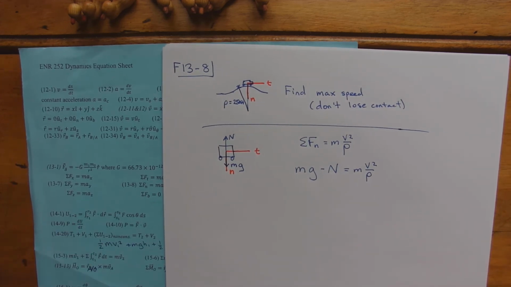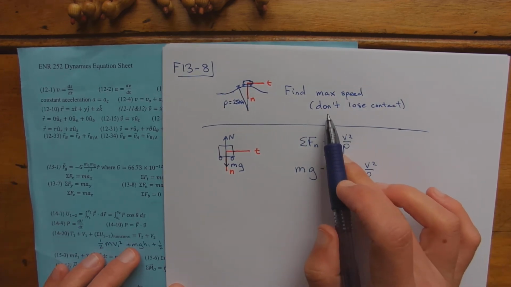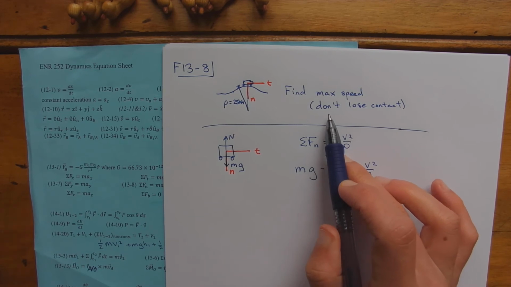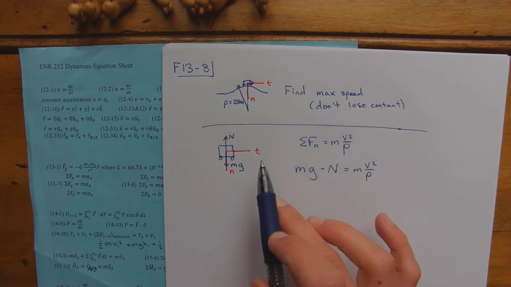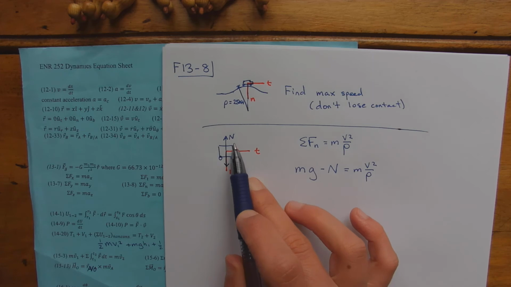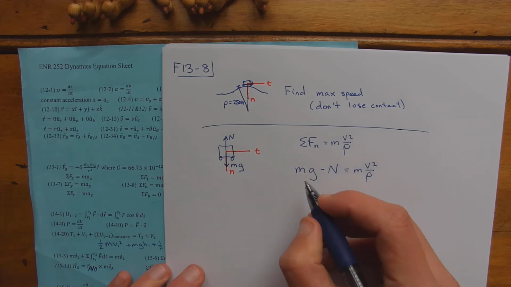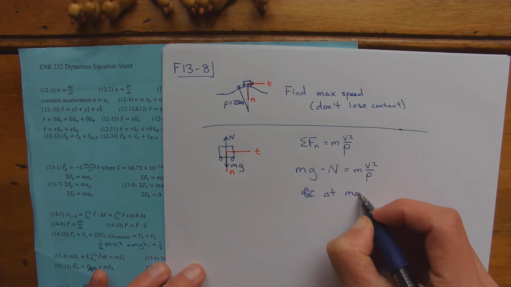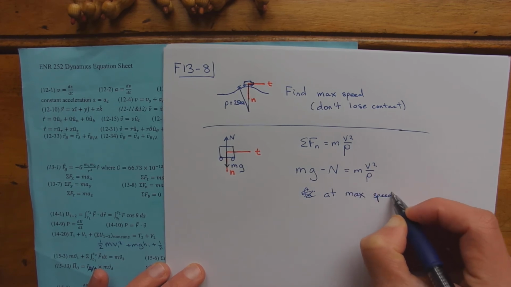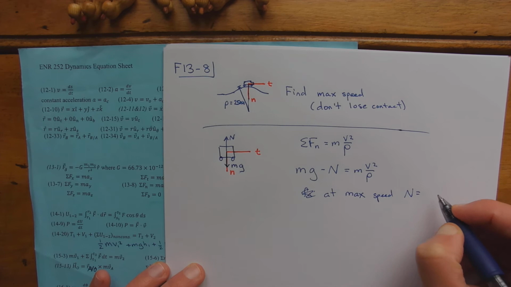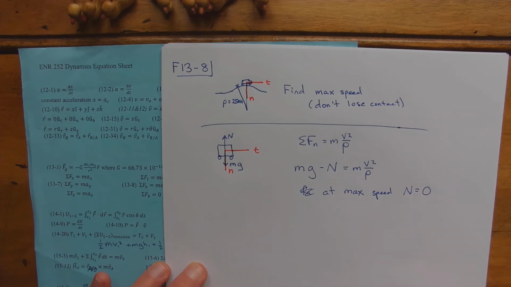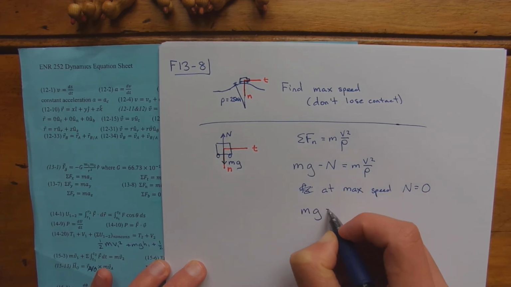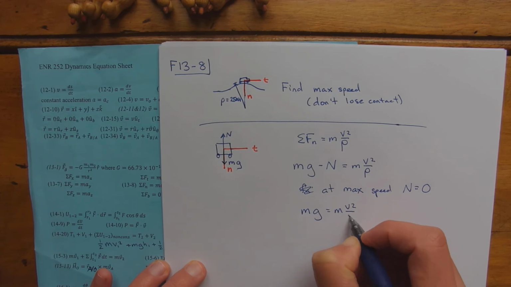If we go back and read the problem, it says we want to go as fast as we can without losing contact with the road. The faster you go, the smaller the normal force is, and if you just lose contact with the road, the normal force would be 0. So at max speed, the normal force is 0. That means we have mg is equal to mv squared over rho.